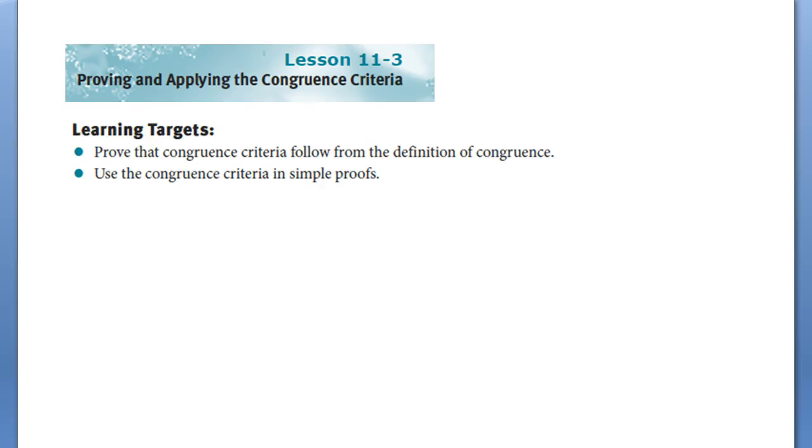This video is for Lesson 11-3, Proving and Applying the Congruence Criteria. Our learning goals are to prove the congruence criteria and to use the congruence criteria in proofs. In the previous lesson, we came up with some criteria, but we didn't actually prove step by step with justifications that things like SSS or SAS were true. We're going to do that in this lesson.